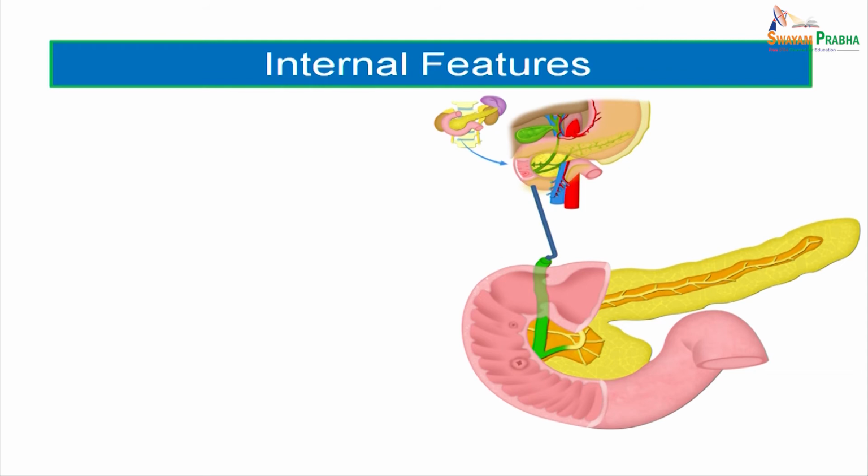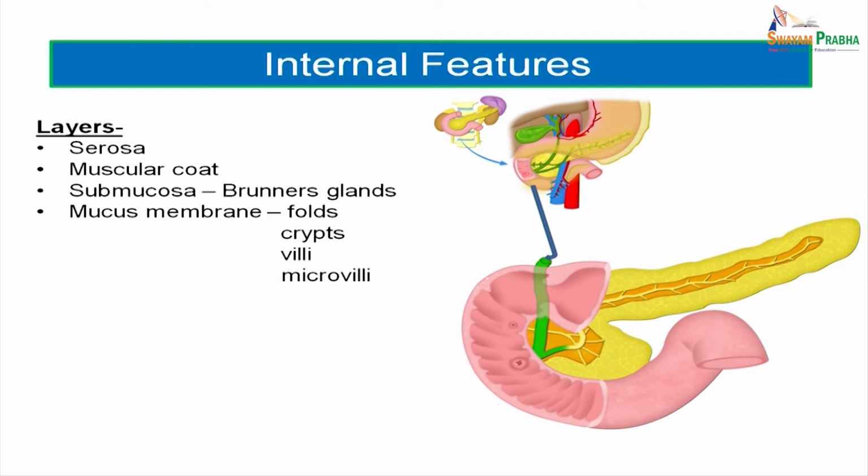So, next we will move on to the internal features of the duodenum. When we talk about the internal features, we will first talk about the wall structure of the duodenum. This will be dealt with in detail in the histological sessions. I will just outline the different layers which the duodenal wall is made up of. These include the serosa, the muscular coat which involves the outer longitudinal and inner circular muscle coat, and in between these two we find the myenteric or Auerbach's nerve plexus.